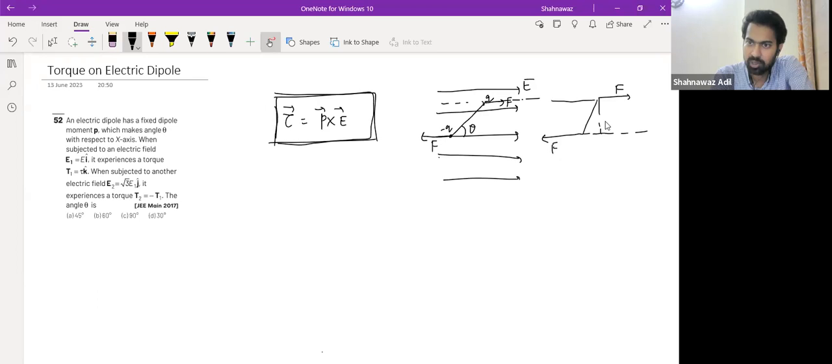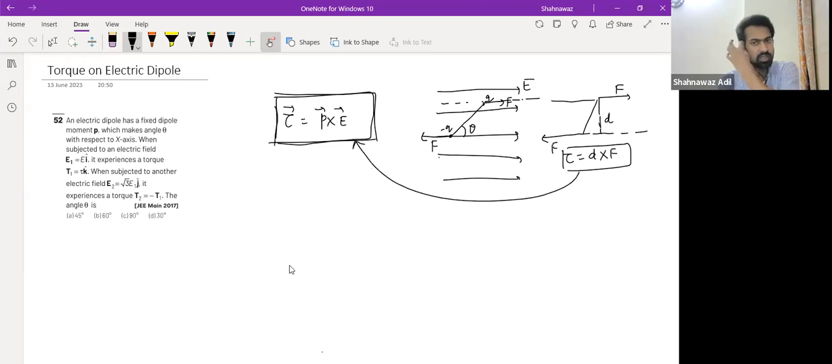So this would be the perpendicular distance, and torque would be the perpendicular distance times the magnitude of the force, right? So this will give us this torque, which is P cross E. Right, Tariq? Yes, you have, sir. You have done this in your class, right?